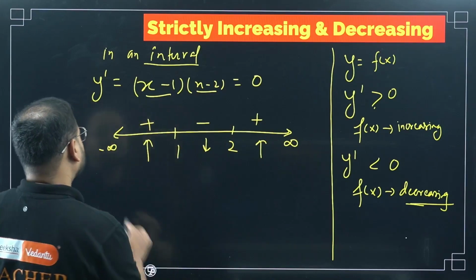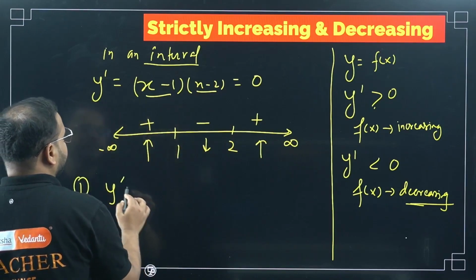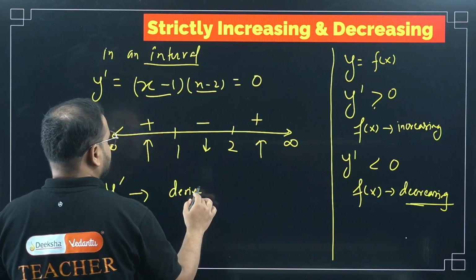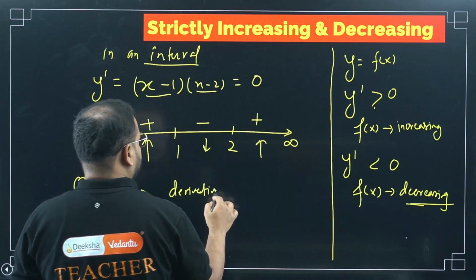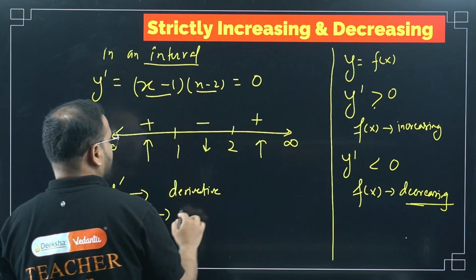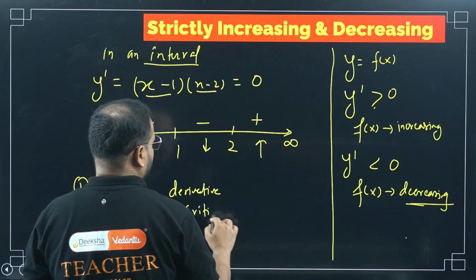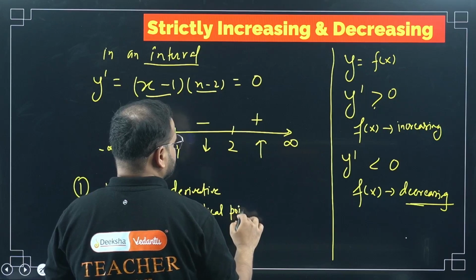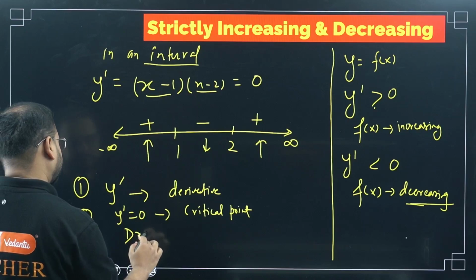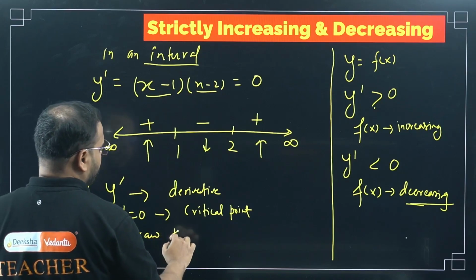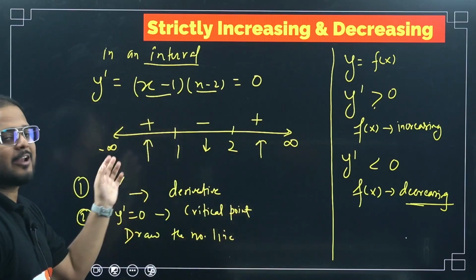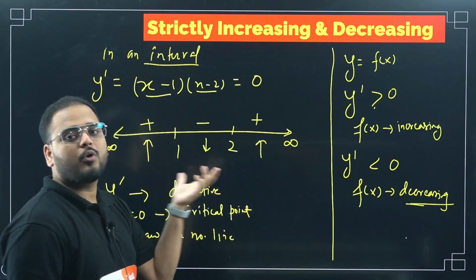So what are the key points? The first step is to find the derivative. Step number 2 is to put the derivative equal to 0. Why are we doing this? To find critical points. The third step is to draw the number line. And the last step is to check the trend by putting values after or before the critical points, 1, 2 or whatever they are.